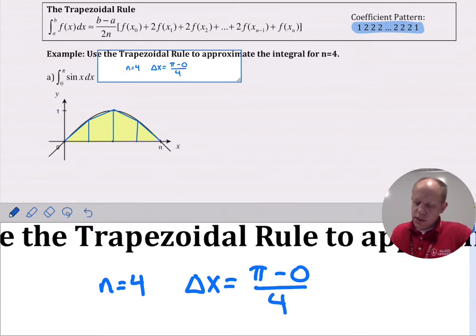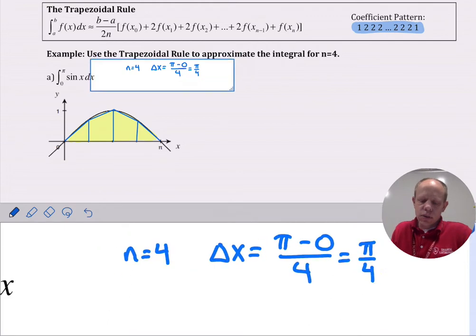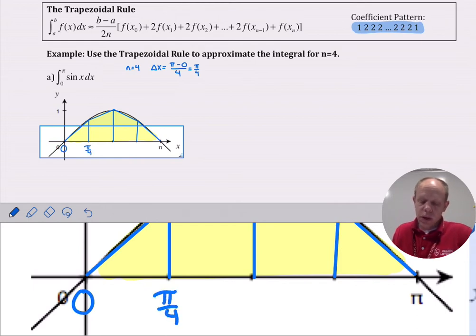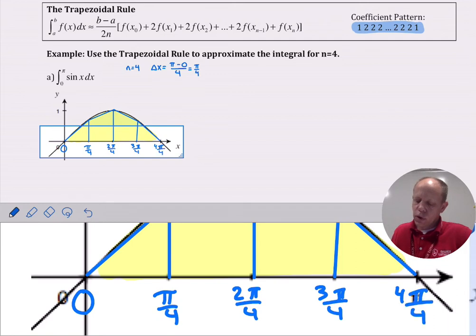And so what we're going to find is the width, or the delta x, is going to be pi over 4. And what that allows us to do is to figure out all the x values that we need for the trapezoidal rule. So we are going to start at 0, and then we're going to go pi over 4 away. We're going to go 2 pi over 4 away, and then 3 pi over 4 away, and finally 4 pi over 4 away.